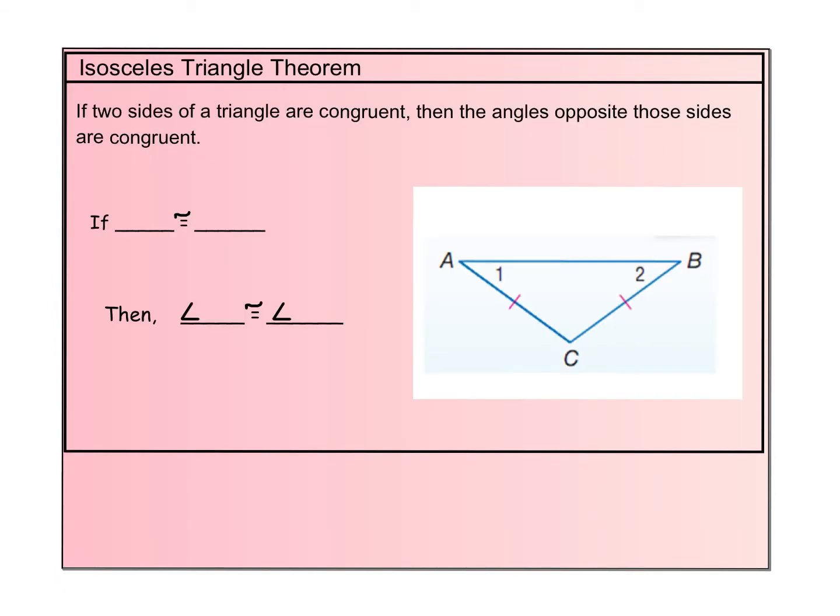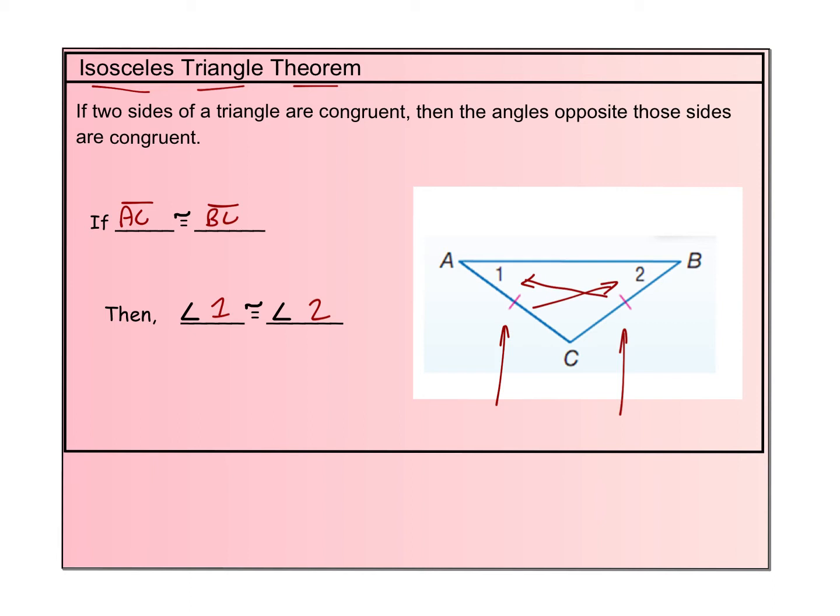An isosceles triangle means that you've got two congruent sides. Okay? So here's what the isosceles theorem says. If you have two congruent sides, then their opposite angles are going to be equal. So if AC is congruent to BC, then their opposite angles are going to be equal. In an isosceles triangle, the angles across from the congruent sides are equal.